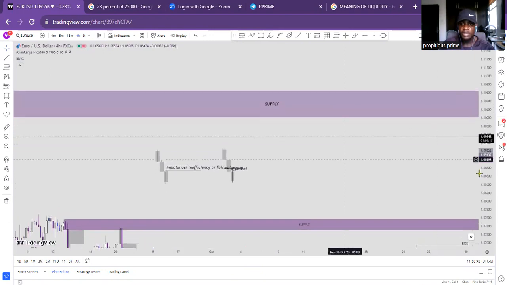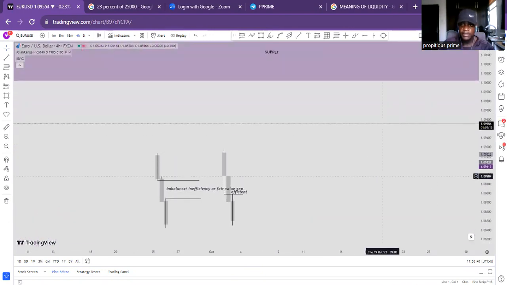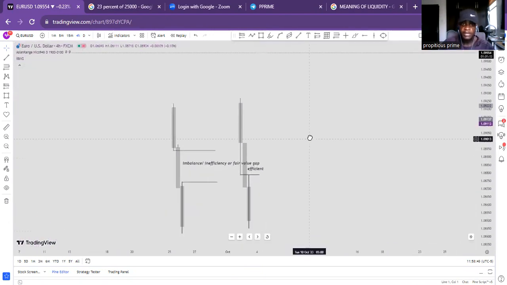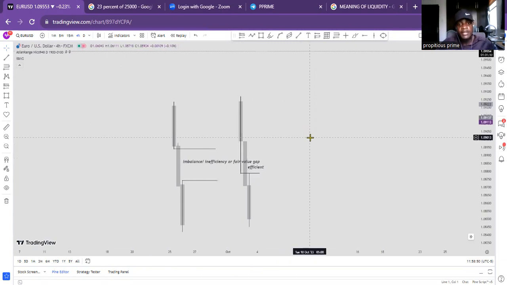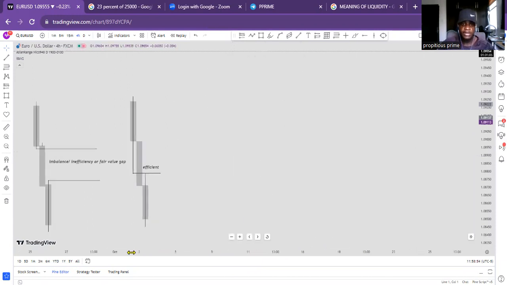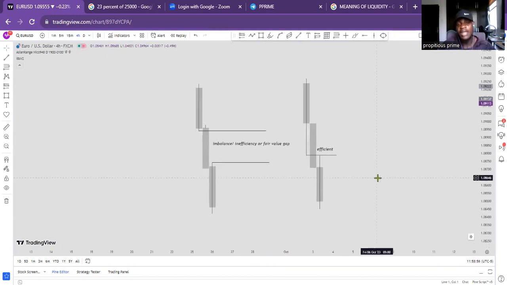All right, so today basically we'll be talking about imbalance. Imbalance, or fair value gap, or inefficiency. These are basically what people call them naturally. These are gaps in the market, tons of orders in the market. It's more like when there are so many buyers in the market, and there are no sellers at all. That's what we refer to as imbalance.